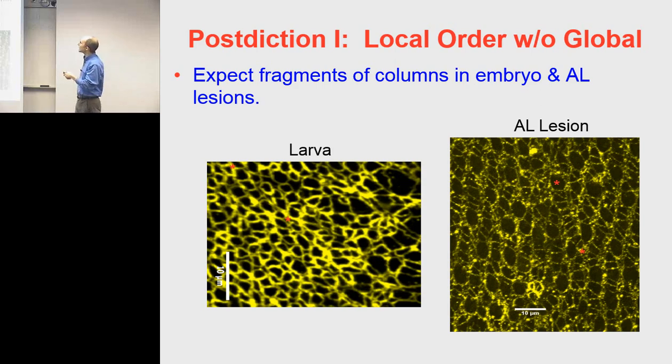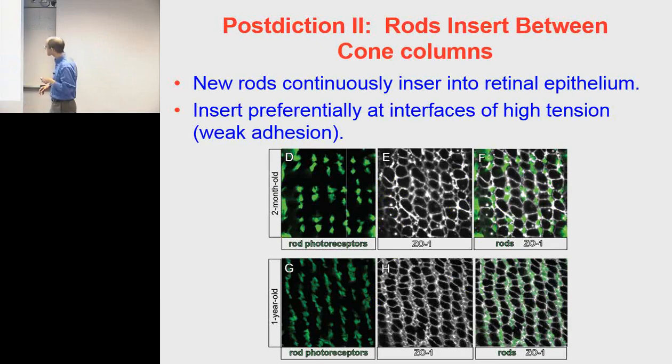The first thing is the idea that in the absence of a global field, you should still have columns of fragments. I showed you some pictures. Here's some more pictures of the larva. Again, you can see these here, for example, between these two stars, there are fragments of a column that's trying to line up. This is a lesioned eye that is similarly messed up. Again, you see fragments of columns going one way and fragments of columns going a different way. So these things appear to have some tendency to want to line up in columns.